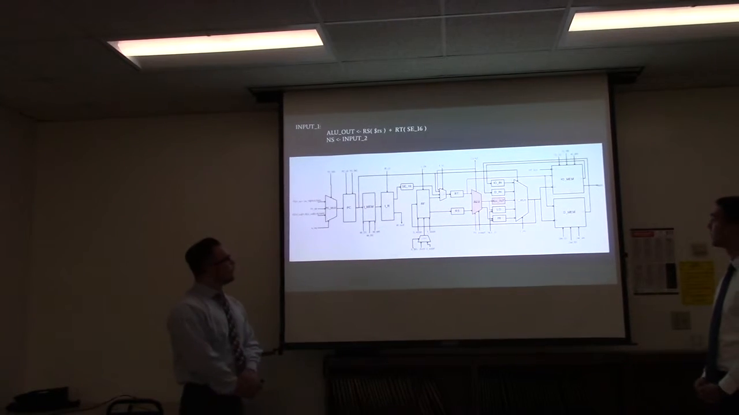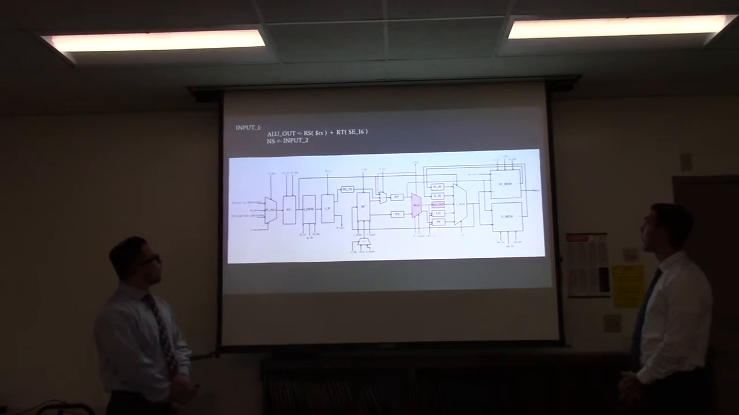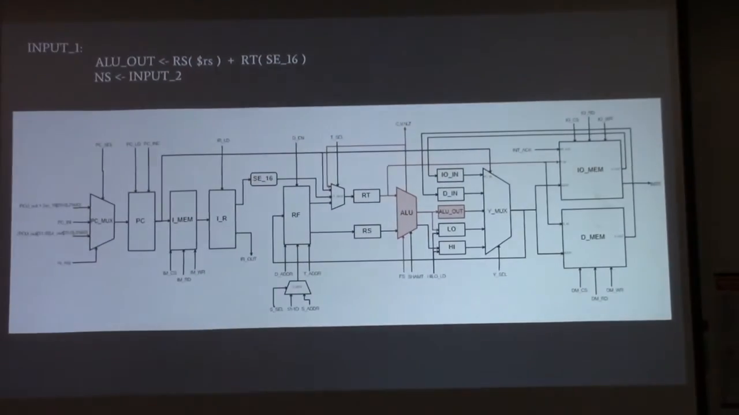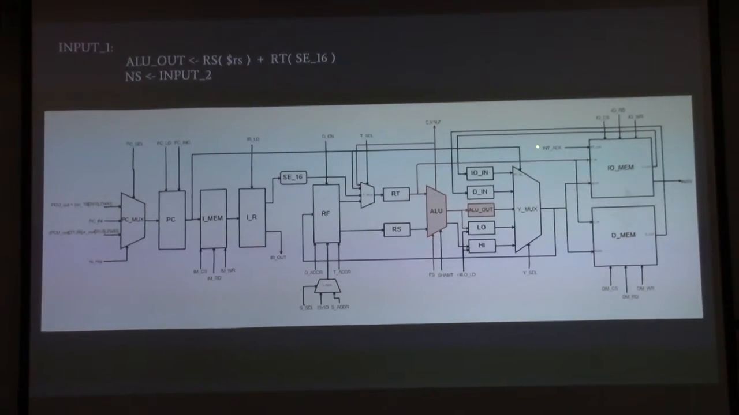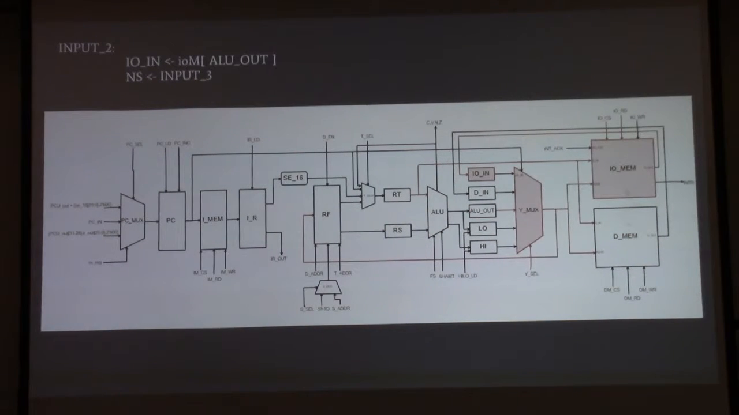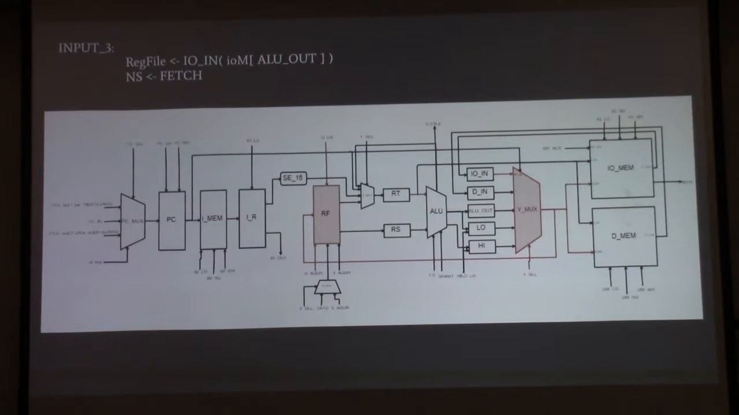On input 1, ALU out gets the contents of RS plus RT. Please note that this wire does have the data going in, but we do not access that data. Input 2, the IO register gets the contents that come from the IO memory at the ALU out address. And input 3, that data is then sent from the IO register out of the YMUX into the register file.